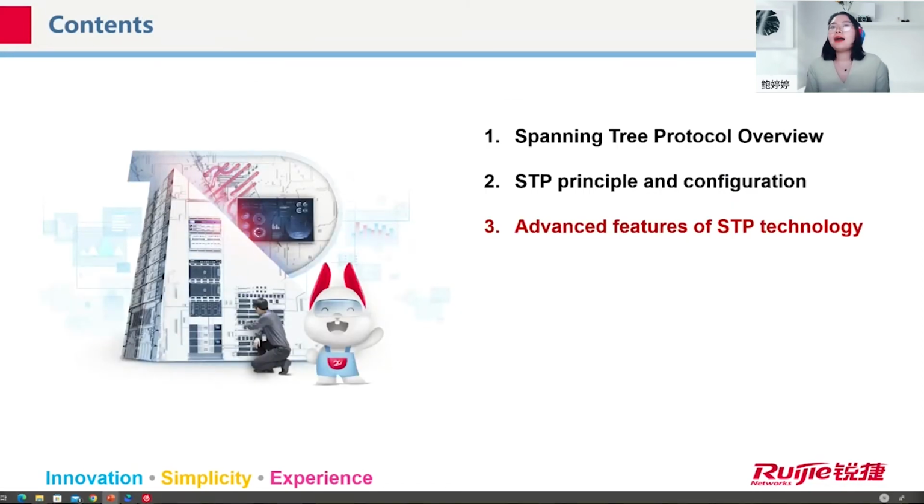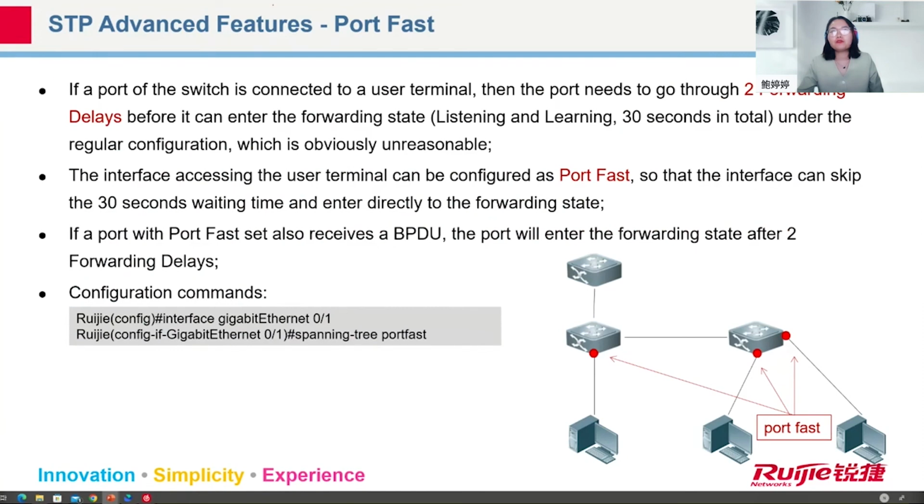And the second part is the advanced features of STP technology. Pay attention to this part. Advanced feature does not mean RSTP or MSTP. RSTP and MSTP are other protocols. And on the STP, we also have some advanced features. The first one is port fast. What does port fast mean?